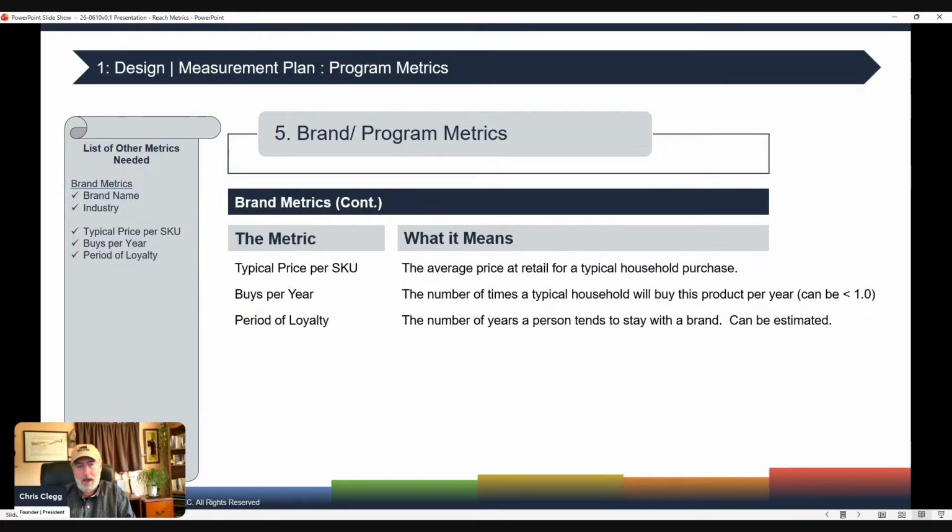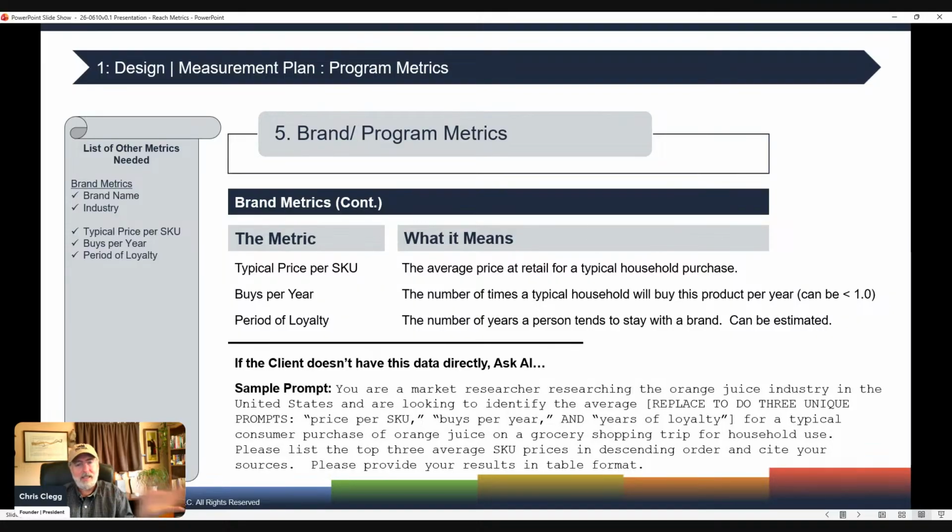If you're doing lifetime value, year-over-year loyalty is important. It can be estimated. It also can come out of the way you treat your survey research on site. It's a very simple measure. It's just how you think about that measure to get that period of loyalty. Now, if the client doesn't have this data, then AI is a fantastic tool.